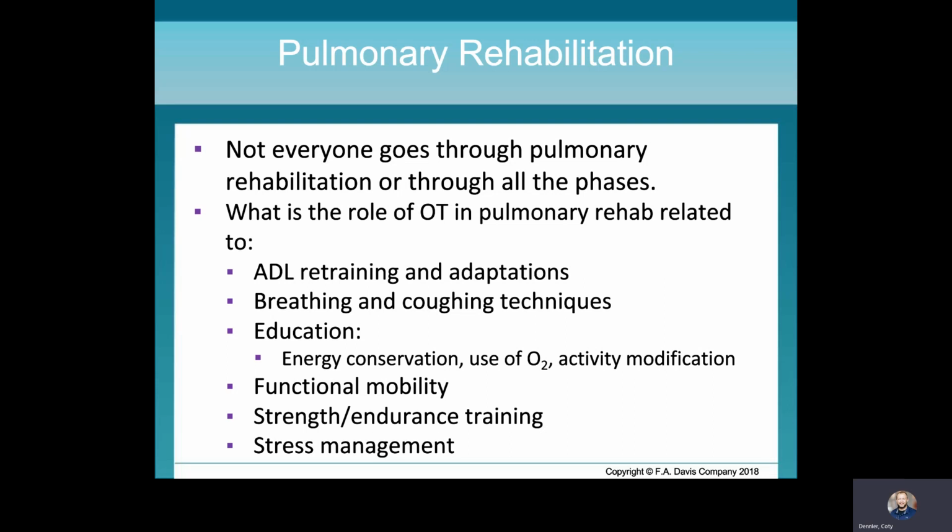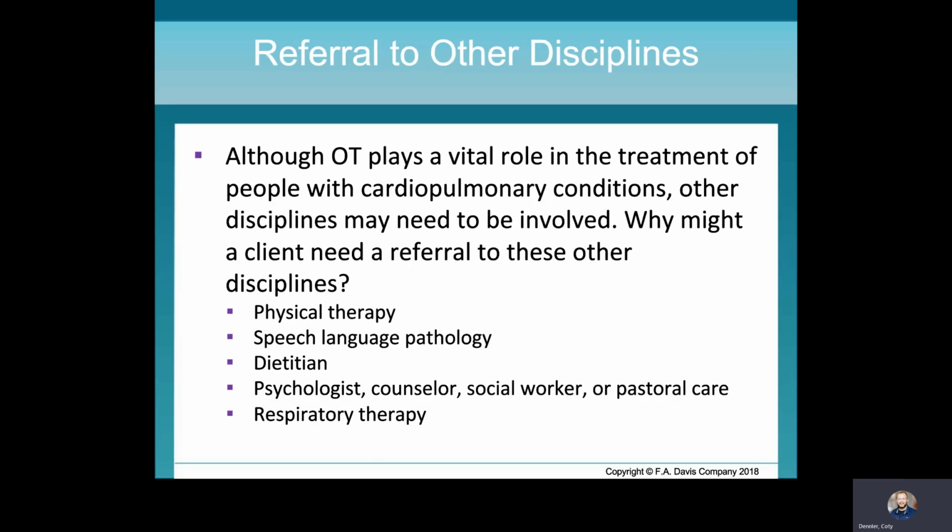All right, so a referral to other disciplines. When is OT not enough? That is basically what we're talking about. Although OT plays a huge role in treatment of people with cardiopulmonary conditions, often and almost always other disciplines need to be involved. They may need physical therapy, speech language pathology, a dietitian, a counselor, a social worker, a psychologist, respiratory care, all of these things.